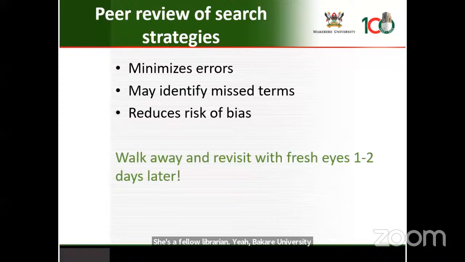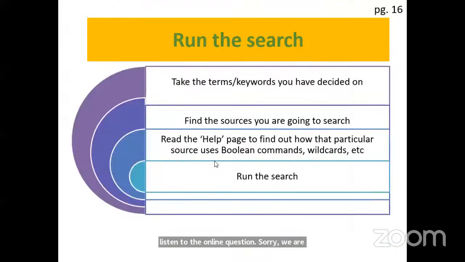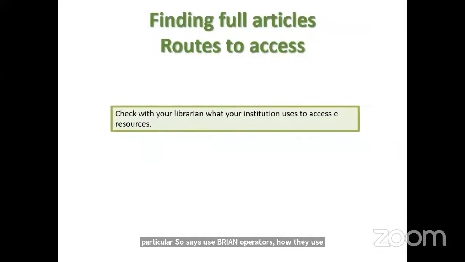So, members, let's finish and then we are going to listen to the online question. Sorry, online people, we are coming. I'm almost done. So once you have developed your searches and you have reviewed and the content expert has said, yes, this is it, then you run the searches. If you are to do it yourself, you can go to the help page and find information on how particular sources use Boolean operators, how they use wildcards, etc. Then you run the search, finally.